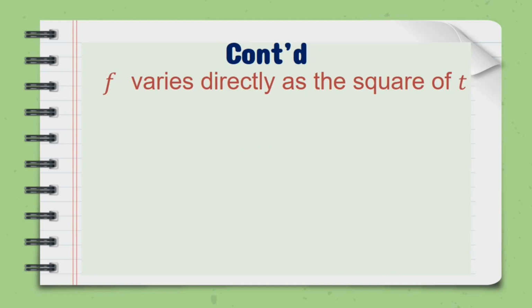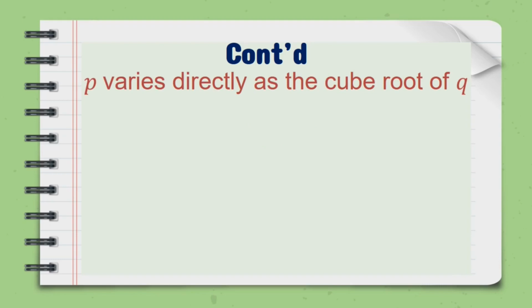In our next example, we're given f varies directly as the square of t, and this can be written symbolically as f, then using the proportional or variation symbol, followed by t squared, and this can be written as an equation f equals k multiplied by t squared. Our last example was given as p varies directly as the cube root of q, and this can be written symbolically as p followed by the variation or proportional symbol, then the cube root of q, and this can also be written as an equation p equals k multiplied by the cube root of q.